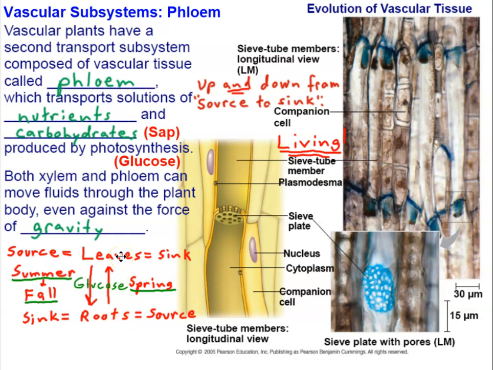So phloem is responsible for this transport, whether it be from the leaves to the roots or the roots to the leaves. Phloem can transport it in any direction it needs to go, whenever it needs to go. But it's from the source of the sugar to the sink where it needs to go.